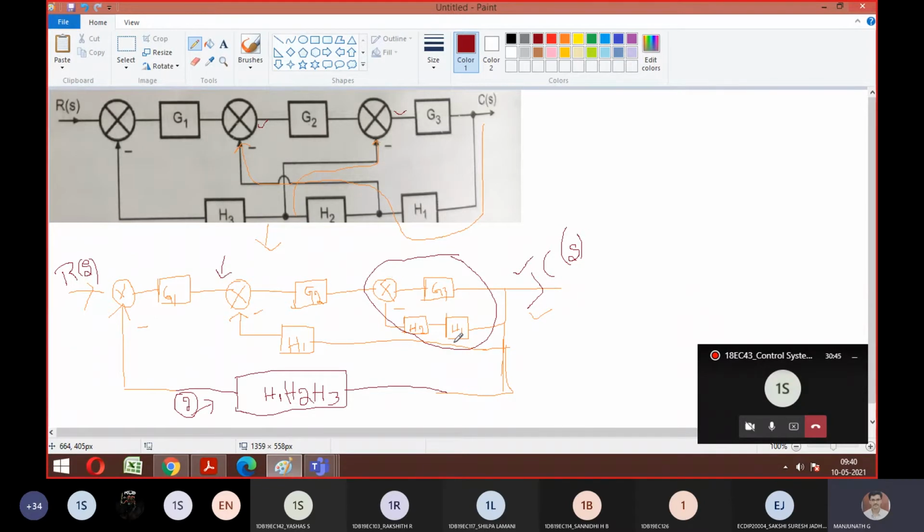Is it okay? So what is the next step I told? H2 and H1, this arrow mark is like this. Point the arrow mark clearly. H2 and H1 are in cascade, so you can eliminate that to a single block. Then you can take this complete path into the picture. So now you should tell me the formula. I'm eliminating this path.